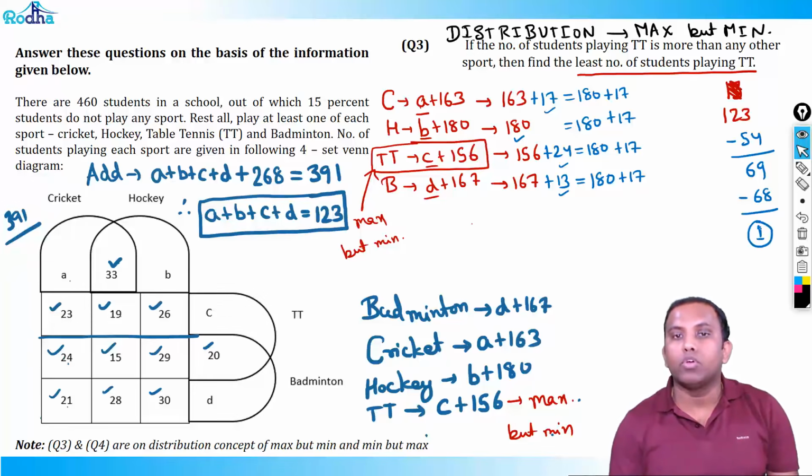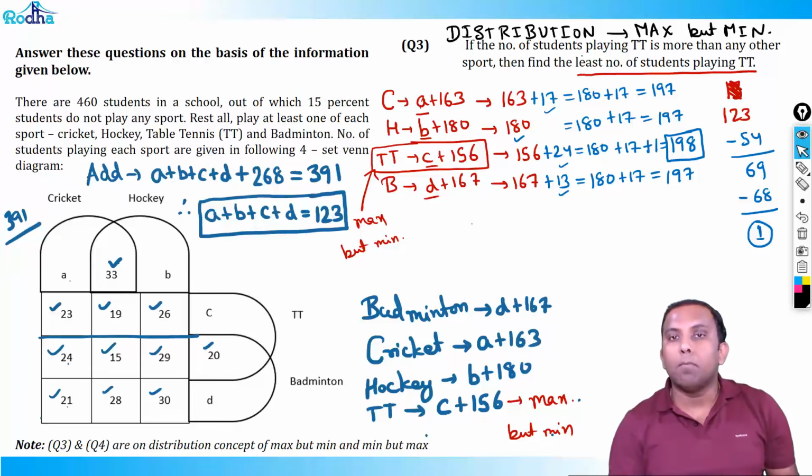That one I have to give to whom? To TT, right? That one chocolate I need to give to TT, so that TT becomes maximum. It becomes 198. See, it is 198, it is 197, it is 197, and this is also 197, right? So you can see here, this is just maximum, or maximum but minimum.